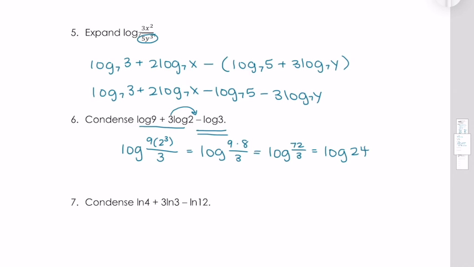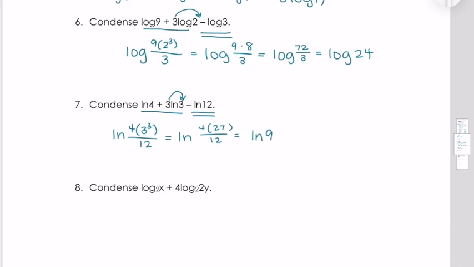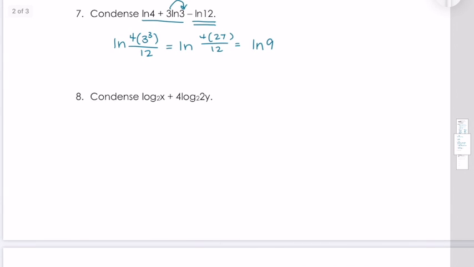By doing number 7, nothing changes with the natural log. It is all done the same. So I'm adding and then subtracting, so I know I'm going to have a numerator and denominator. In the numerator, I have 4 times 3 to the power of 3. In the denominator, I have 12. And then 3 to the third is 27, so I have 4 times 27 on the top and 12 on the bottom. 4 times 27 is 108, and then 108 divided by 12 is 9. Sorry, I didn't show all my steps there.